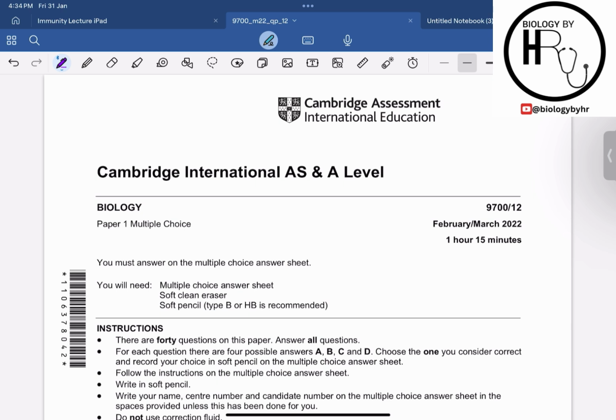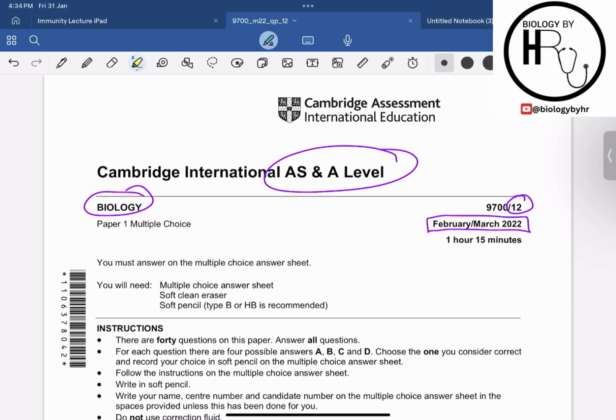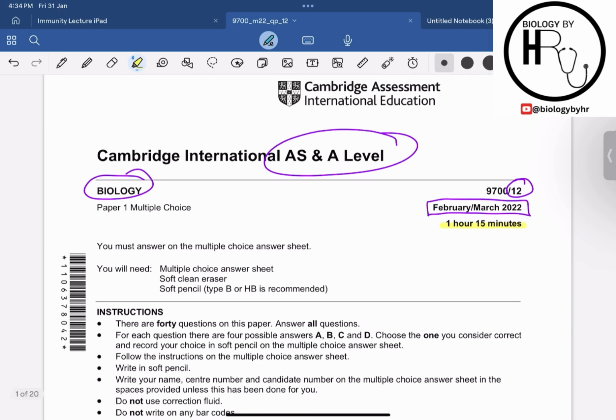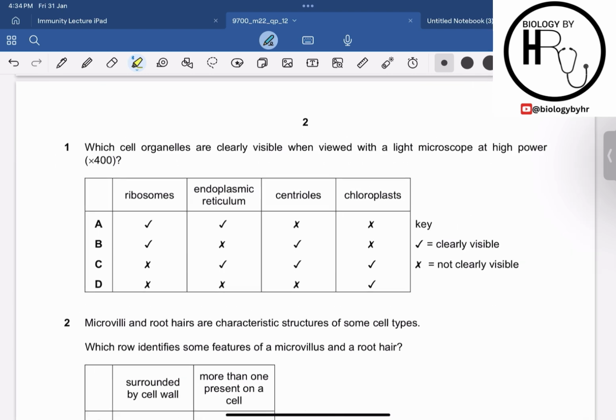Welcome to the class. Today we will be looking at AS and A level biology paper 1 2 of February March 2022, and this paper is of 1 hour and 15 minutes. So let's begin this paper with the question number 1 over here.